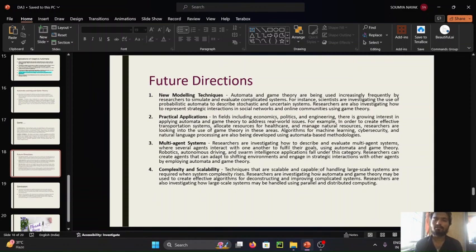So what are the future directions we have? We have lots of future directions, so we just included three to four scopes here. First is new modeling techniques. Automata and game theory are being used increasingly frequently by researchers to simulate and evaluate complicated systems. For instance, scientists are investigating the use of probabilistic automata to describe stochastic and uncertain systems. So that's how you can introduce new modeling techniques, practical applications, multi-agent systems, and complexity and scalability. These are the factors we can work upon in the future direction. In future domains, we can get great help in these directions.